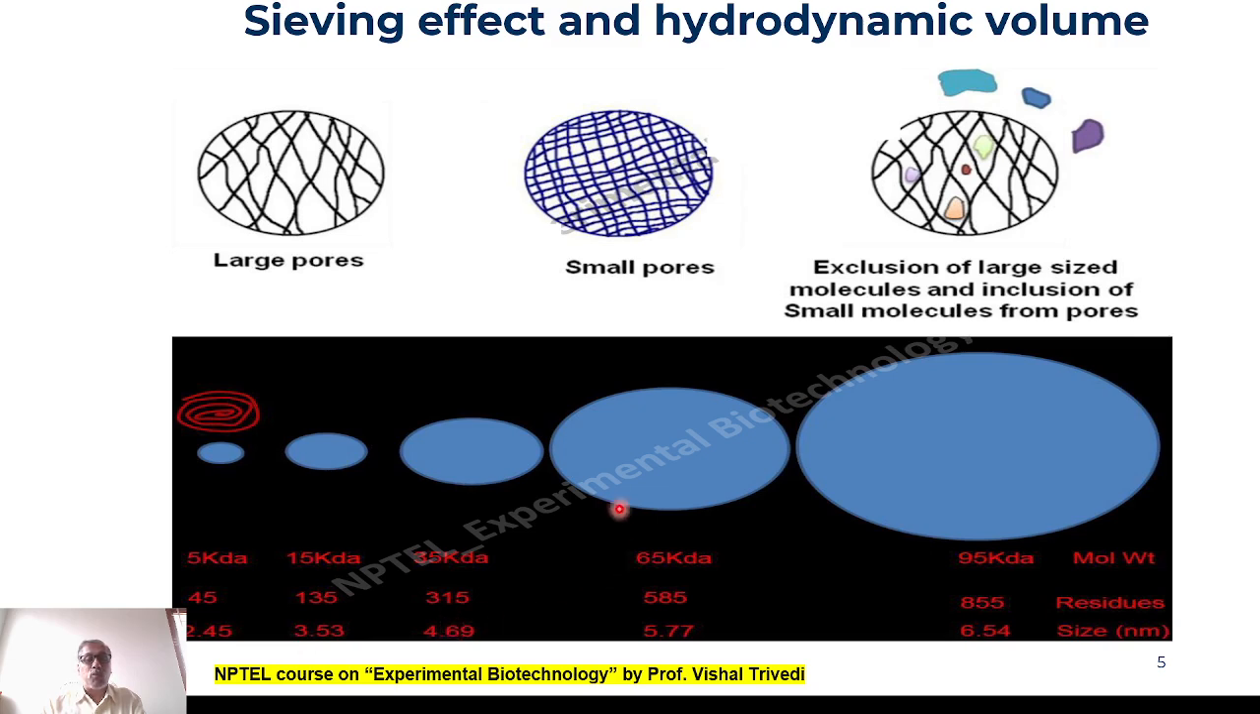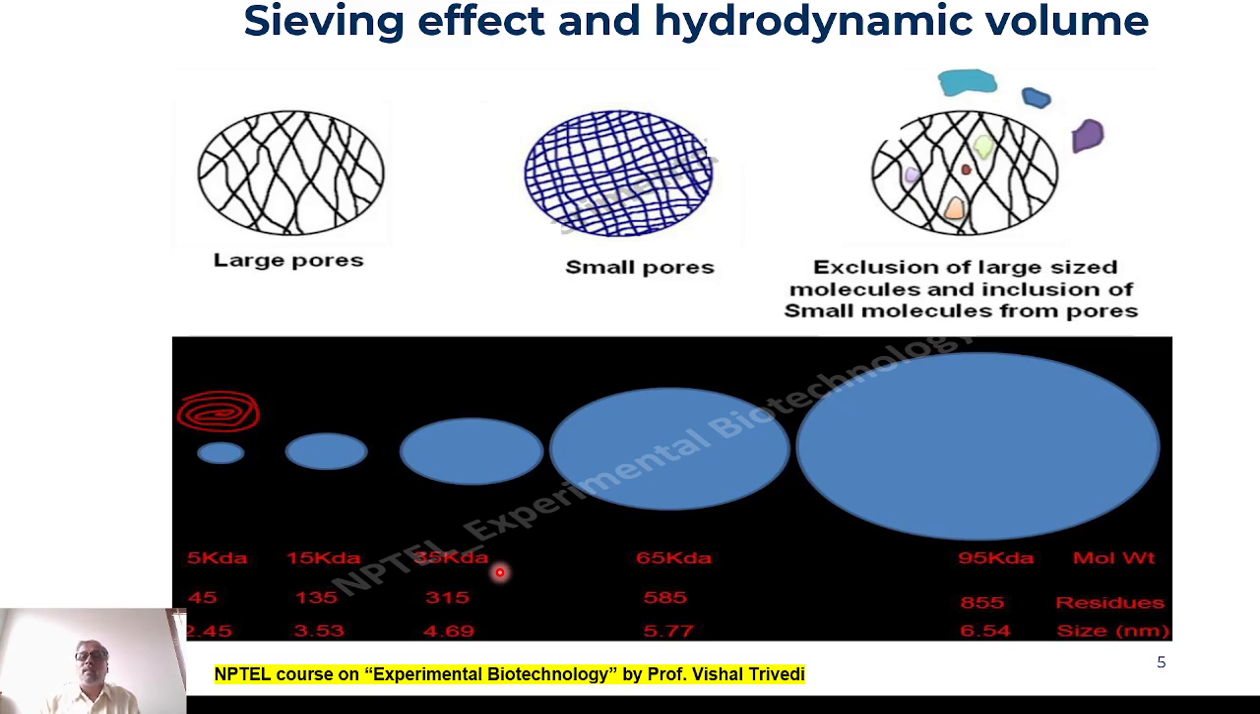35 kilodalton, size is 4.69 nanometer, and 65 kilodalton, size is 5.77, and the larger molecule, whose size is 6.54, and the weight is heavy. Now here you can see the molecular size is directly proportional to the weight. That is, when you increase the molecular size, automatically the molecular weight will also increase, right?